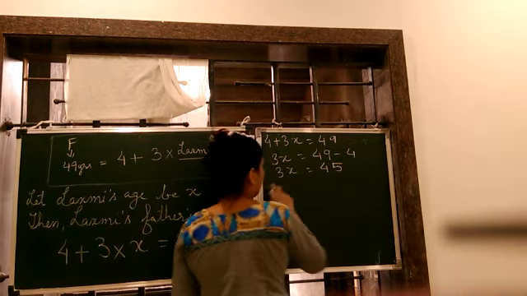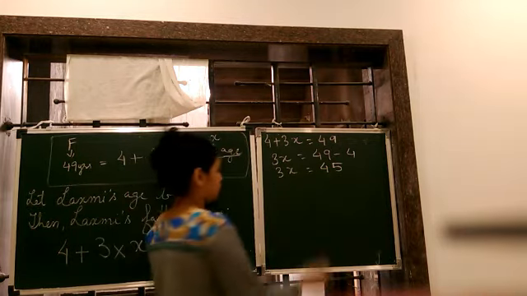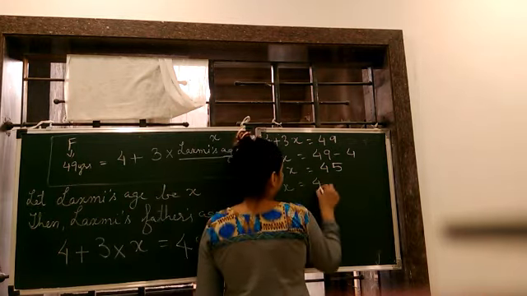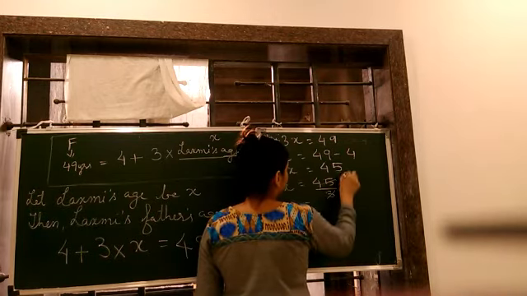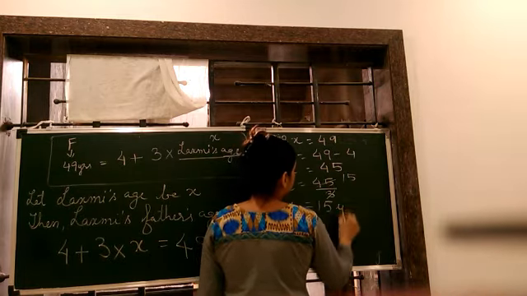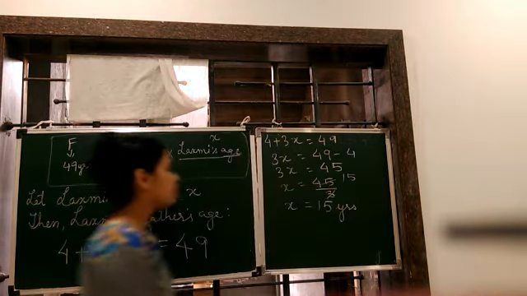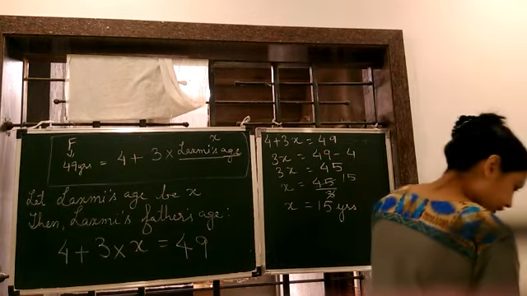It gives us 45. 3 transposed to the RHS becomes division because it is a multiplication. So x is equal to 45 divided by 3, so x is equal to 3 times 15. So Lakshmi's age is how much? 15 years. This completes the second part.